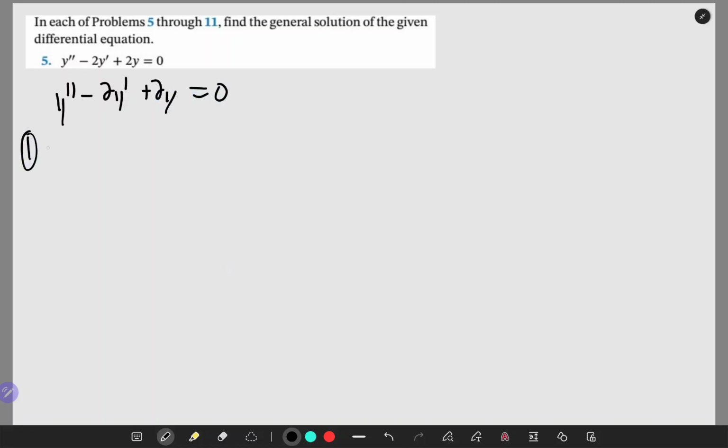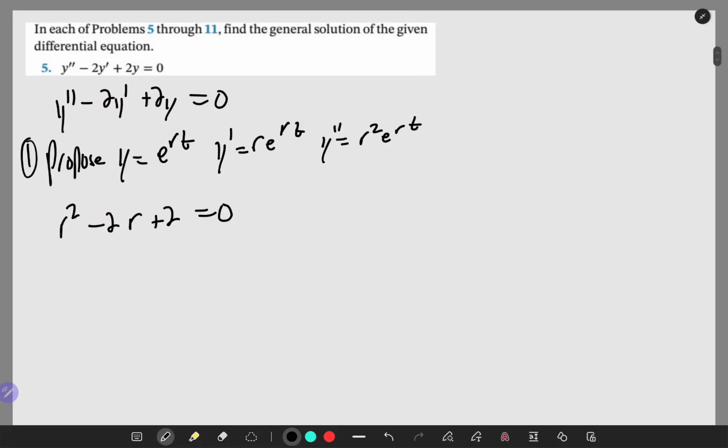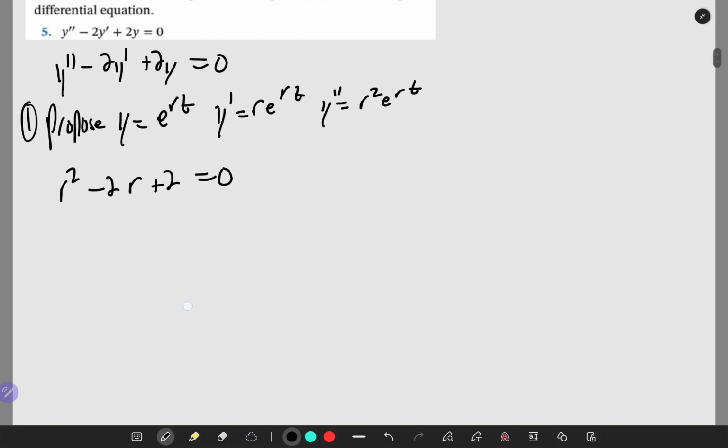So for this first one, the first step is to propose, right, just like before. So then this is y double prime. Okay, plug those in, we're left with, I'm going to do some canceling in my head. We should be at that point by now, right? We can just do that in your head. Cancel out the e to the rt's. Now, you're going to notice that this is not going to factor nicely. We have to use the quadratic formula.